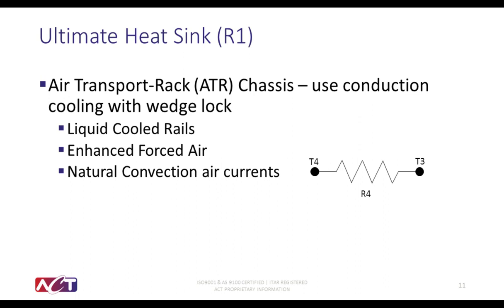Now, high-level cooling, or the ultimate heatsink, is typically fixed and supplied by the full system the chassis supports. For an air transport rack, or ATR chassis, cooling is supplied via liquid, forced air, or natural convection air currents. The liquid cool systems allow the designer to determine the best plumbing to reduce the resistance stackup within the chassis, or R4. Natural convection and forced air both rely on an effective surface area, or fin design, to reduce the thermal resistance network to the chassis wall.